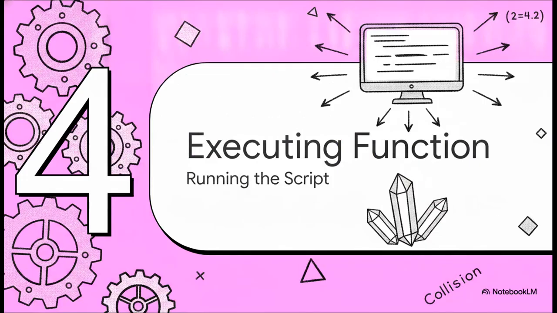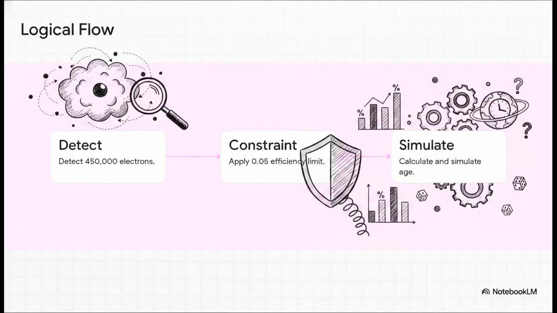Section 4, executing the function. Okay, let's walk through the actual detailed math here. Step 1, the system detects those 450,000 electrons. Step 2, it applies our 0.05 efficiency constraint. So we divide 450,000 by 0.05, which gives us a massive true total exposure of 9 million electrons. Then, step 3, we simulate the age. If we assume a standard background radiation rate of, let's say, 300 electrons per year, we divide our 9 million by 300. That gives us a solid base age of 30,000 years.